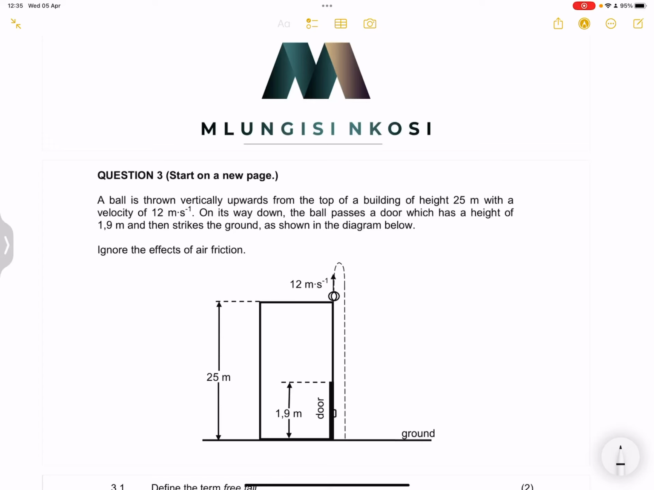Good day, everyone, and once again, we're back together just looking at vertical projectile motion this time.